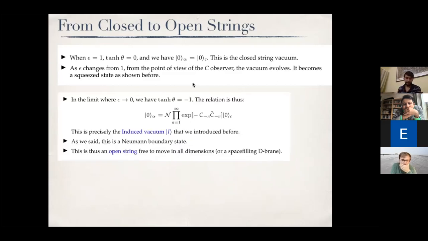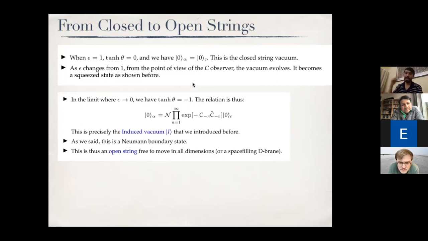In the limit where epsilon goes to 0, tan hyperbolic of theta becomes -1. So what does that give you? The relation between alpha, 0 alpha and 0 C is then given by these C's with a -1 in front of it.